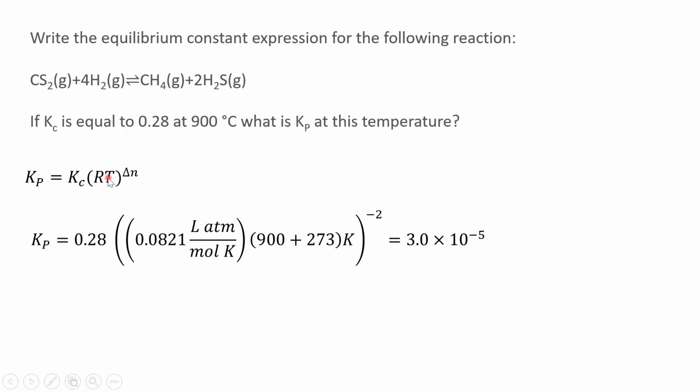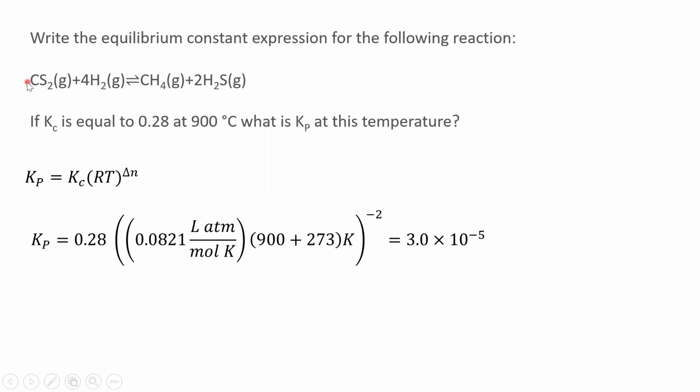For T, we want it in terms of Kelvin. It was given to us in Celsius. So 900 plus 273, that'll give us the temperature in terms of Kelvin. So we would multiply these two numbers together. And then we're going to raise them to the delta N value. Okay, where does this come from? It deals with the balanced equation. Okay, it's the total number of moles of product minus the total number of moles of reactant, but only for gases.